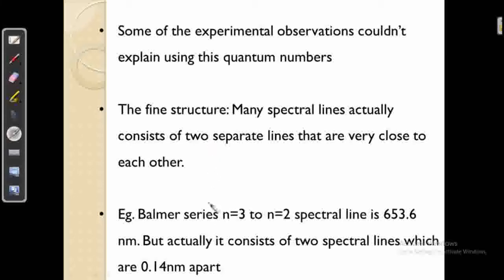One of these spectral lines is from the Balmer series of hydrogen, from n equal to 3 to n equal to 2. The wavelength you get from the equation is 653.6 nanometer. But actually there are two spectral lines which are 0.14 nanometer apart. By calculation you get only one value, but by experiment you can see two spectral lines 0.14 nanometer apart. That is one failure of the atomic structure as developed using the three quantum numbers; we have some drawbacks here.